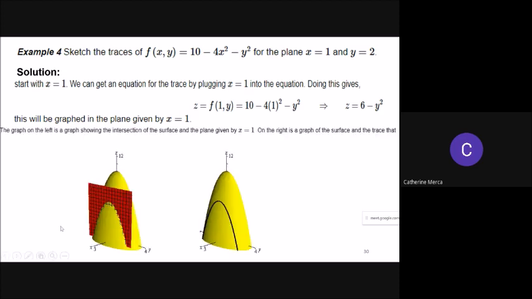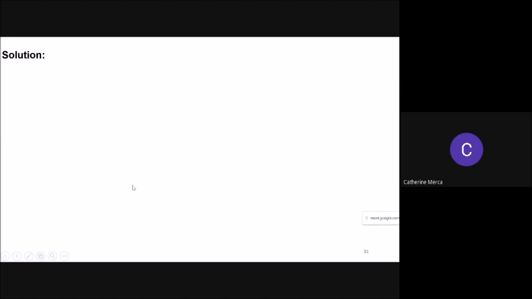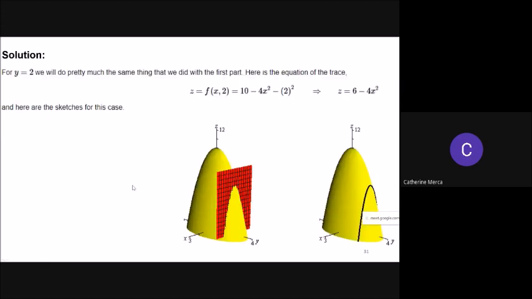Ito. X equals 3 naman yan. So ang 1 is somewhere, 2 ito. So somewhere 1 dito. Okay? So the graph on the left is a graph showing the intersection of the surface and the plane given by x equals 1. On the right is a graph of the surface and the trace that actually is shown there. For y equals 2, we'll have this again.